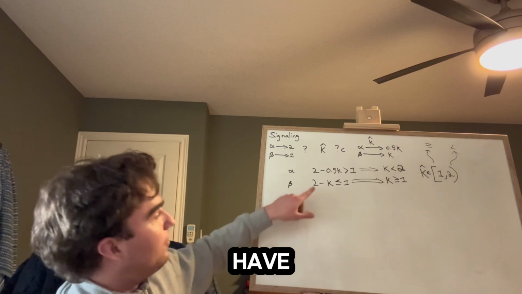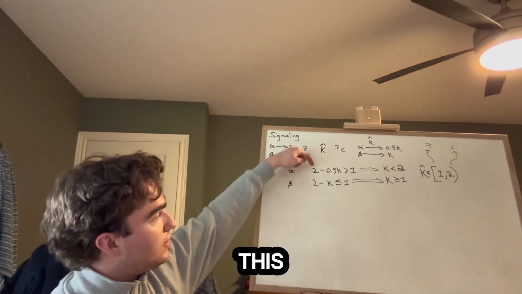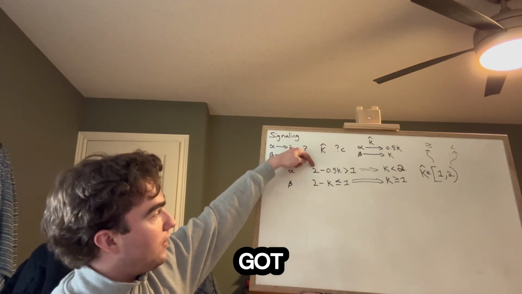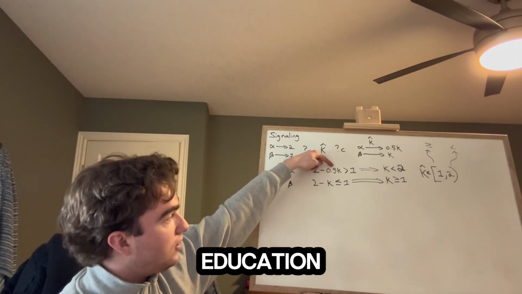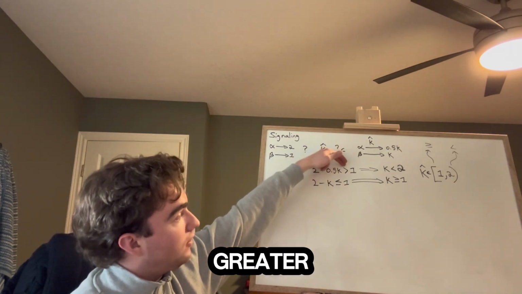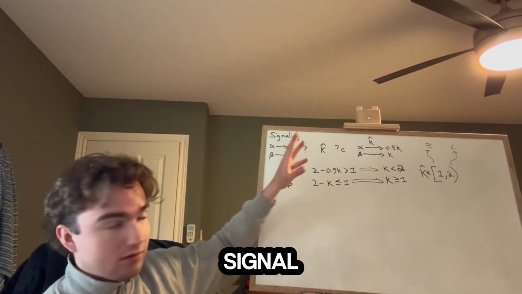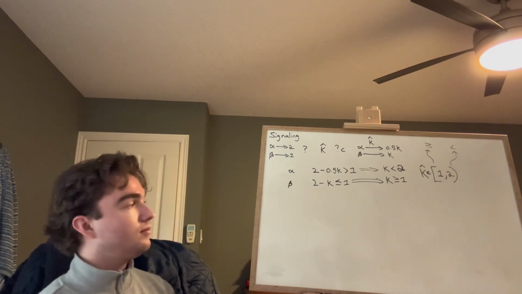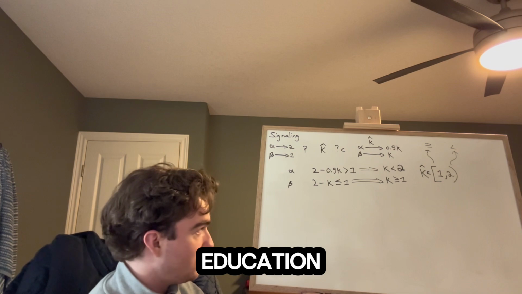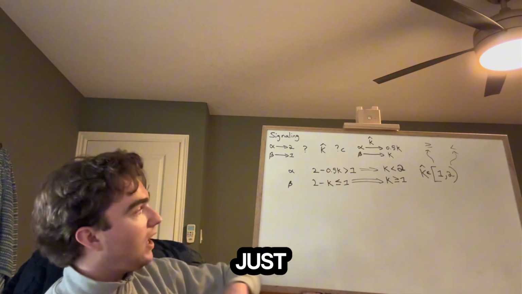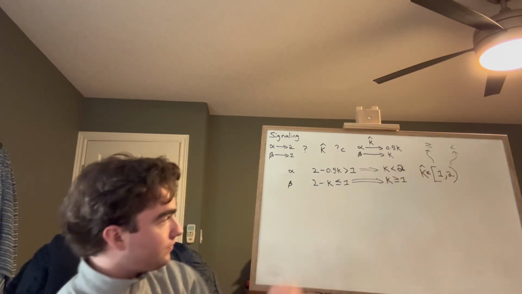So here we have our two equations. This is for alpha. So this is their payment if they got the education, less the effort it takes to get the education, has to be greater than the payment they receive if they did not signal that they were alpha, because the firm is going to believe they are a beta if they do not get the education. So you just isolate K, and then you figure out that K has to be less than 2.